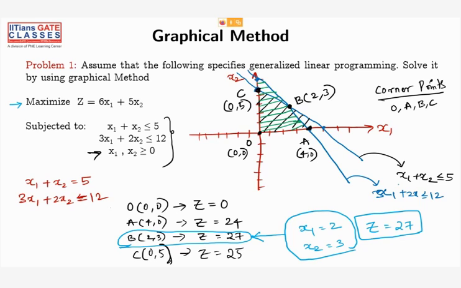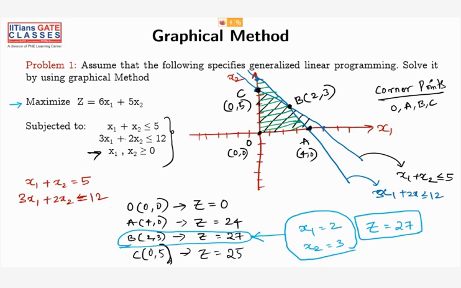So I'm finding a solution for an objective function: what are the x1 and x2 values, and what is the maximum value also, given some constraints that are given in the examination. Okay, this is how you have to do it. So the method is like this.